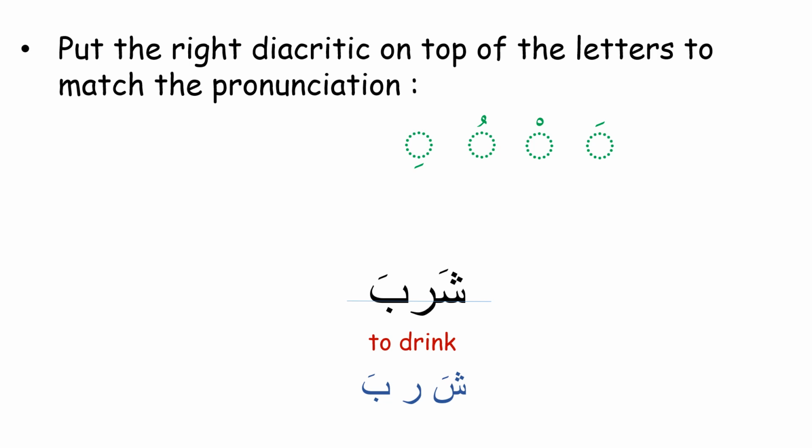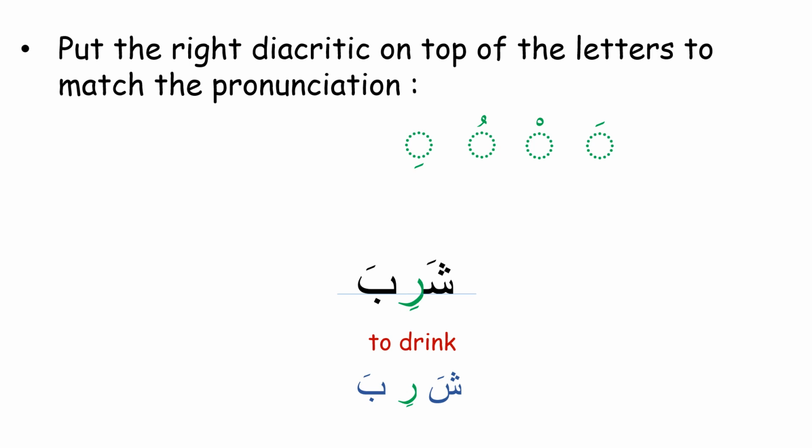Our second word or verb is shariba, and this time we are missing the short vowel that comes with the letter ra. Listen carefully. Shariba. As you can hear, there is a short E sound coming with the letter ra, so the short vowel that we are looking for is kasra. It's easy, isn't it?